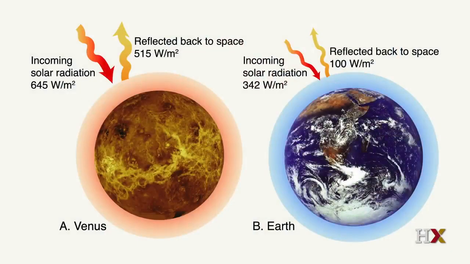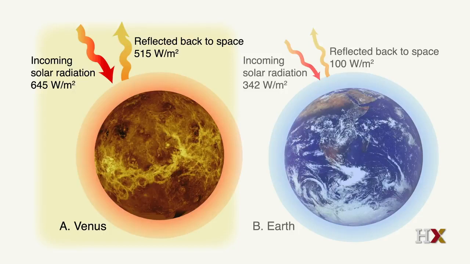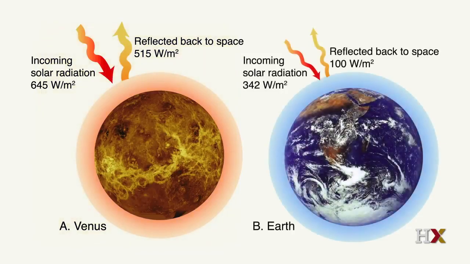In contrast, the surface of Venus is much, much brighter than the Earth. Venus receives about 650 watts per meter squared of incoming solar radiation, but almost all of that, roughly 500 watts per meter squared, is reflected back to space because the surface of Venus is so bright. In truth, the situation with Venus is a little more complicated because it's not the surface of Venus that's so bright and reflecting the sunlight. It's actually the atmosphere itself.